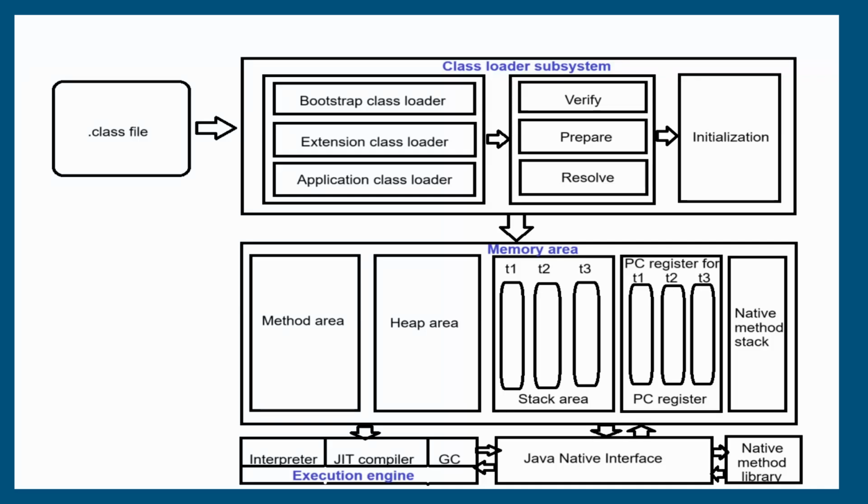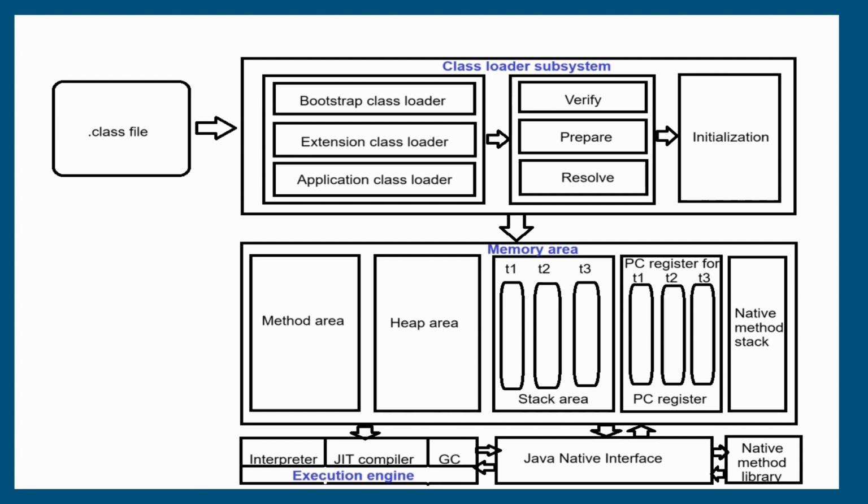The JVM's architecture is composed of several key components: class loader subsystem, memory area, execution engine, native interface, and native method libraries. When we compile a Java program, the Java compiler, javac, converts our source code into bytecode, which is stored in .class files. The JVM starts by loading these class files using the class loader subsystem. This subsystem reads the bytecode from .class files into the JVM memory.